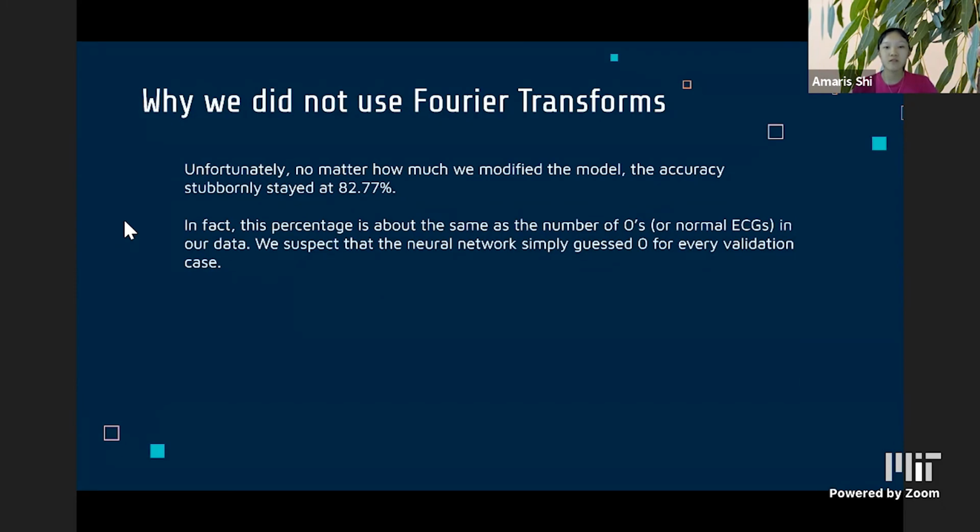So why did we not use the Fourier transform in our final model? Unfortunately, no matter how much we modified the model and changed which features to extract, the accuracy stubbornly stayed at 82.77%. And in fact, this percentage is about the same as the number of zeros or normal ECGs in our original data. So we suspect that our model simply was guessing zero for every validation case.